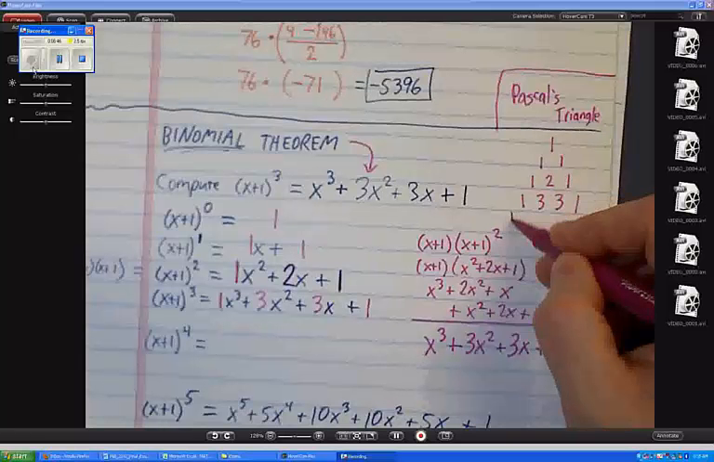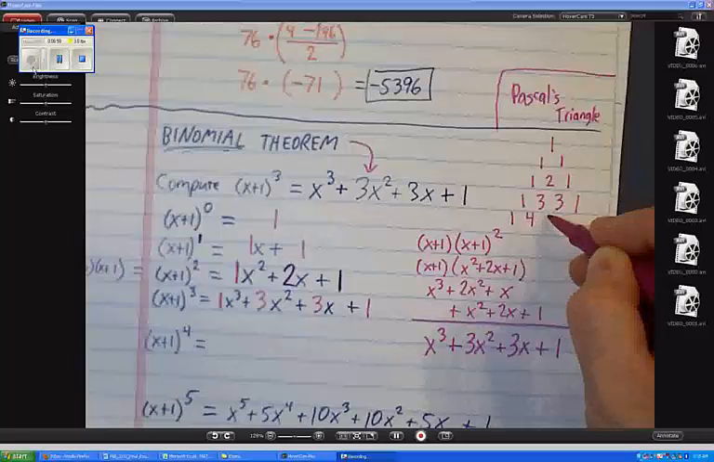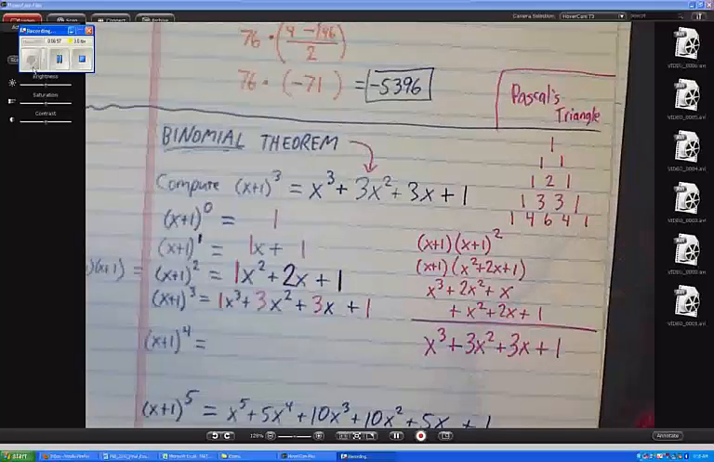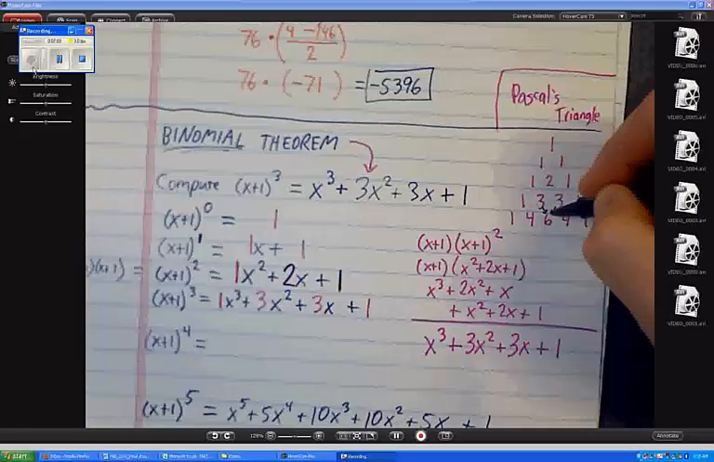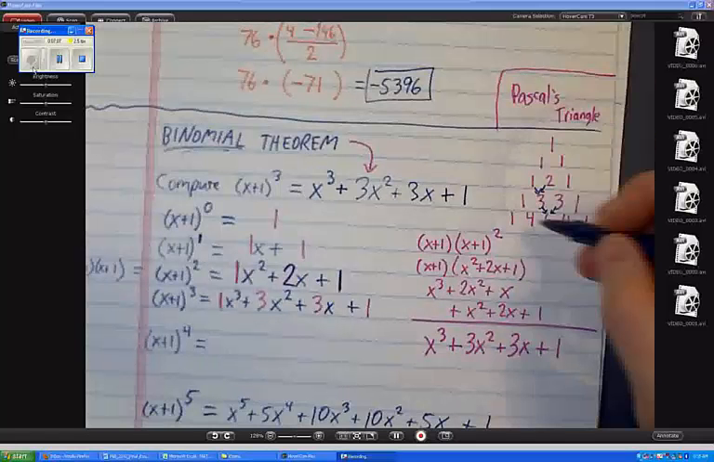1, 4 is correct. This one number here is going to be a 6. This is going to be a 4, and this is going to be a 1. The pattern is this. To get a number, I can look directly above and add those two. See how 1 plus 2 is 3? 1 plus 3 is 4?